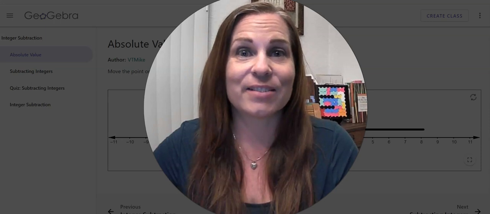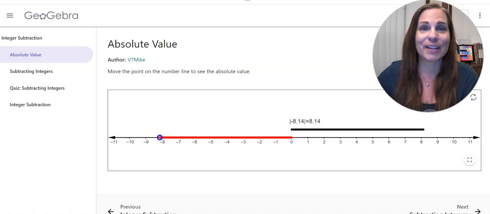We've added integers, so now let's subtract them. I have some more fun activities for you to play with, and this one is just showing the absolute value. Absolute value is basically just the distance from 0.